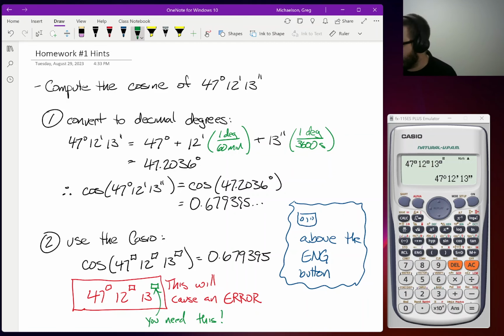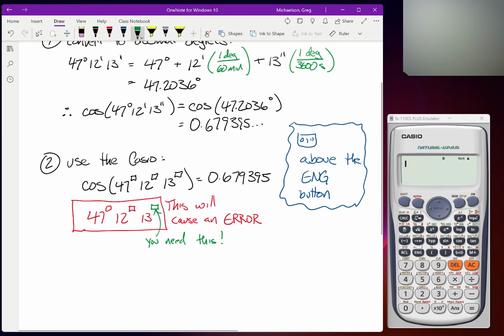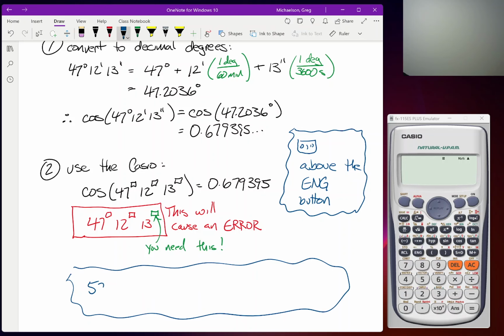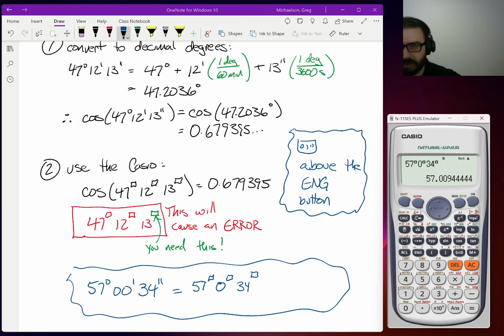Okay. If for some reason you have an angle that looks like 57 degrees, 0 minutes, 34 seconds, make sure that you enter that 0. So 57, 0. You can do 0 or 0 0, it doesn't matter. So 57, 0, 34. Make sure that you handle that.